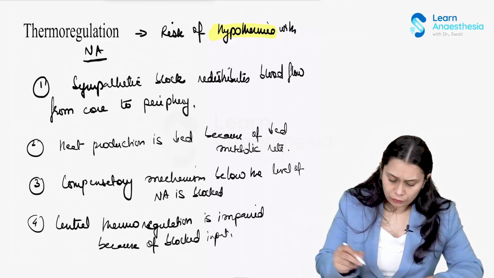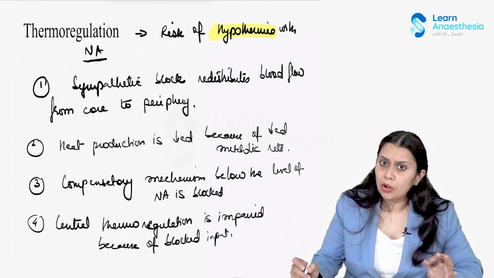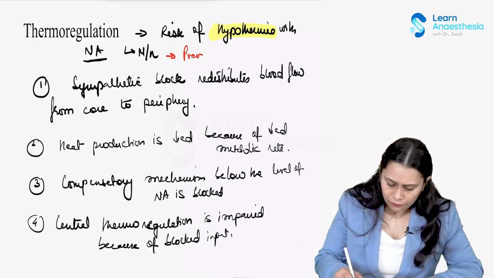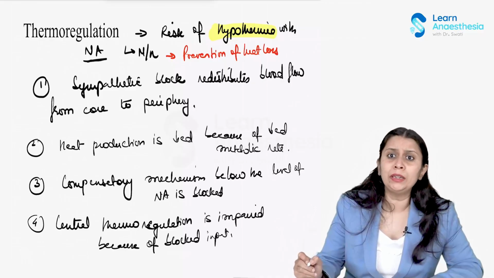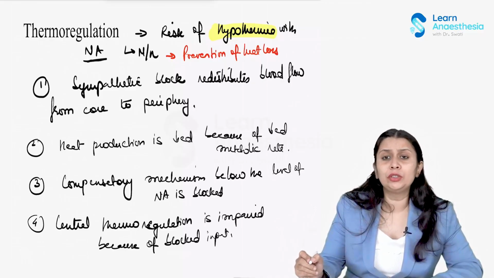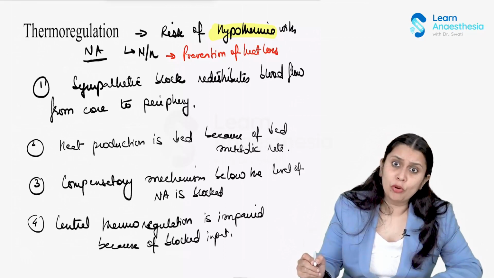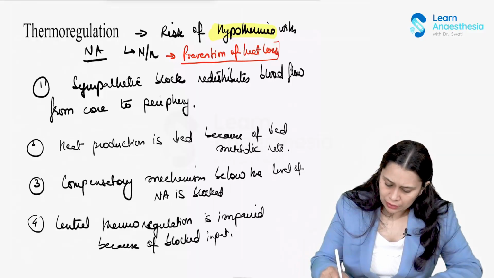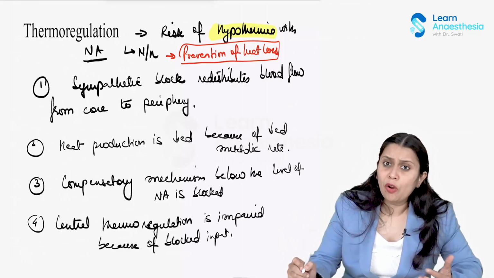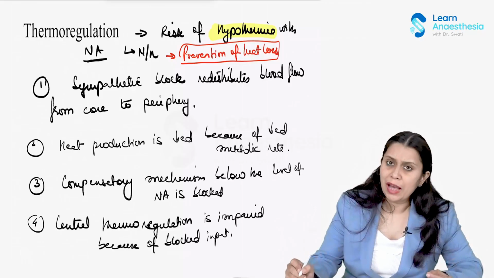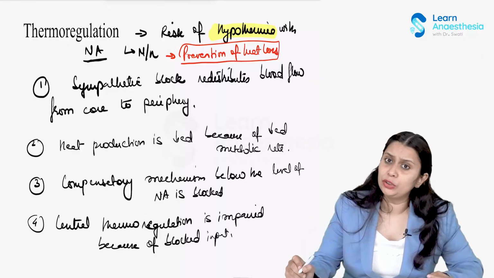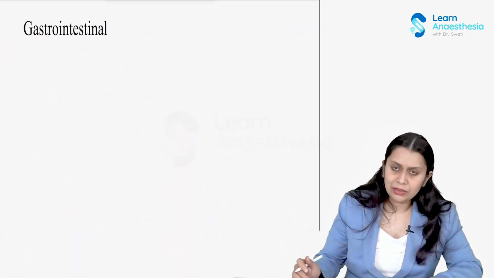So what should we do? We should prevent the heat loss by taking all the measures. So management is prevention of heat loss. Because we know hypothermia can cause so many impairments in the patient, increase the blood loss during surgery, cause coagulopathy, and increase the risk of wound infection. So we take all the measures which would prevent hypothermia in the patient. Okay, so prevention of the heat loss by covering the patient, bear hugger, all should be practiced during neuraxial anesthesia. Okay, then gastrointestinal.